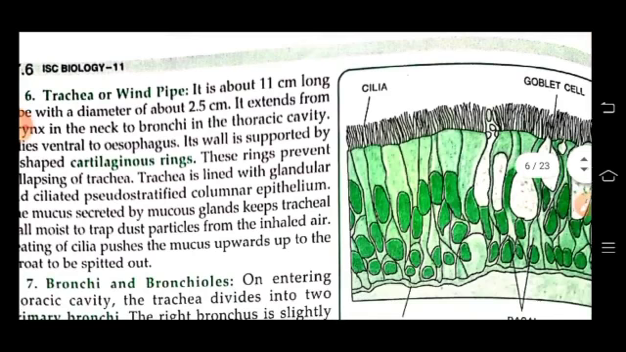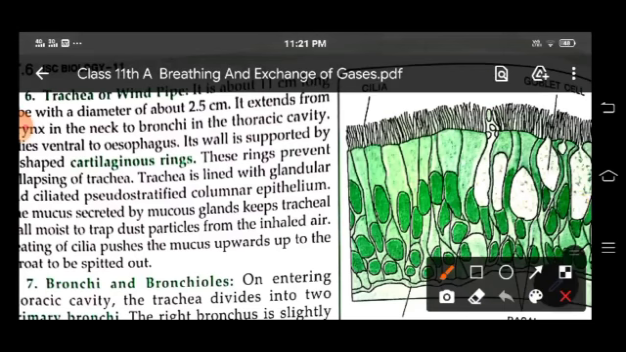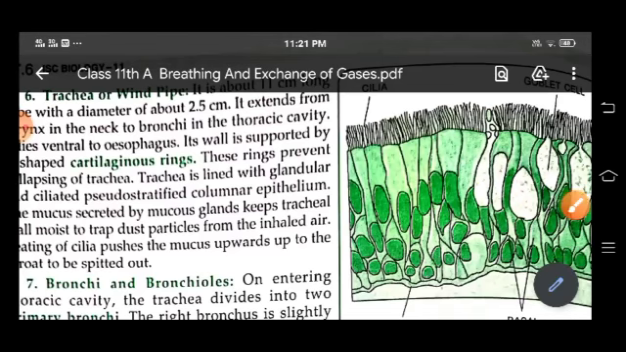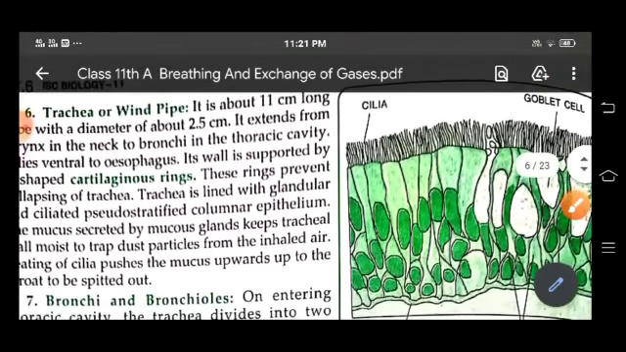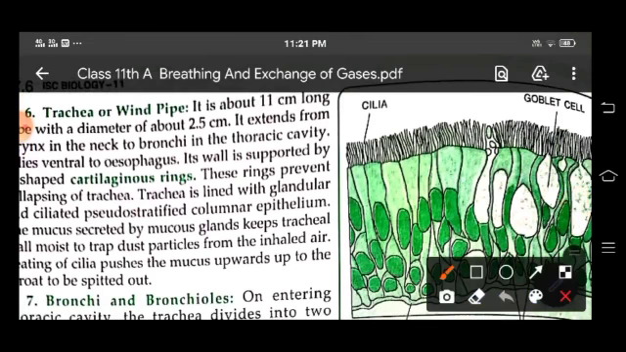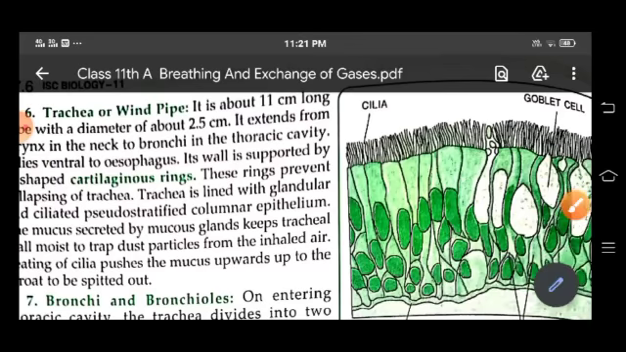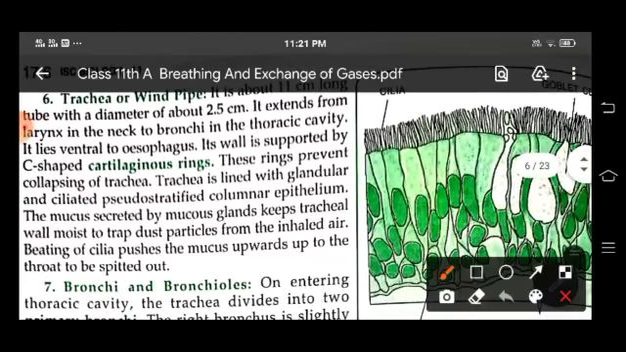After the larynx comes the trachea, which is also known as the windpipe. Now it is about 11 centimeters long and 2.5 centimeters wide. It extends from the larynx in the neck to the bronchi in the thoracic cavity, and it lies ventral to the esophagus.